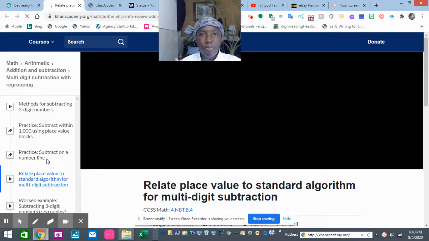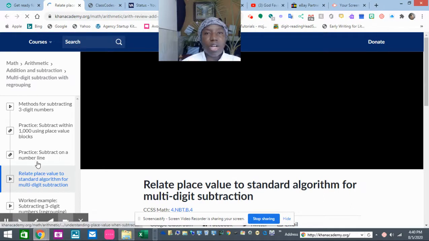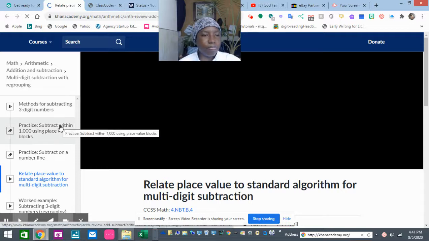Now we're in the 5th grade, correct? Okay. Practice subtract on a number line. Where do you get that from? Methods for subtracting 3-digit numbers. See, remember they gave you 6 digits, but they separated it into 3 digits at a time. So instead of 1,000, they gave you 121,218. So they're giving you 6 digits so that you can do subtracting by the numbers.